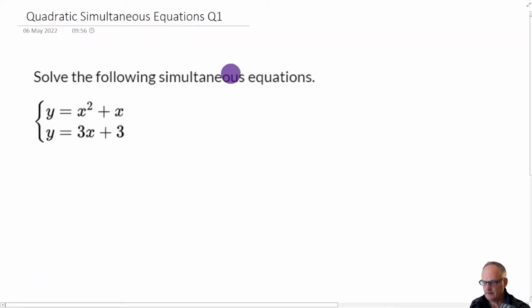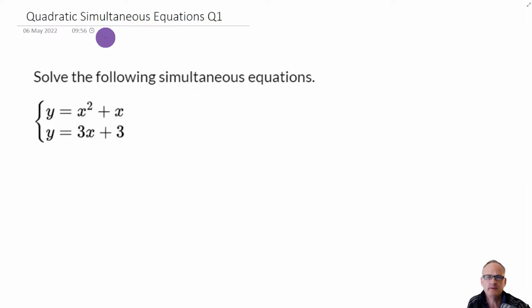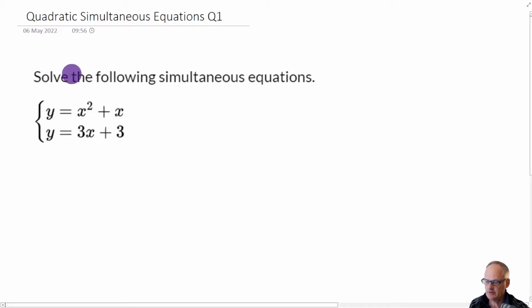Okay, what we have here is we're going to be doing quadratic simultaneous equations. We're going to have a look at two examples, one where you have y as the subject of both equations and one where you do not have y as the subject of both equations. So looking at the first one, here we can see we have y as the subject of both equations.